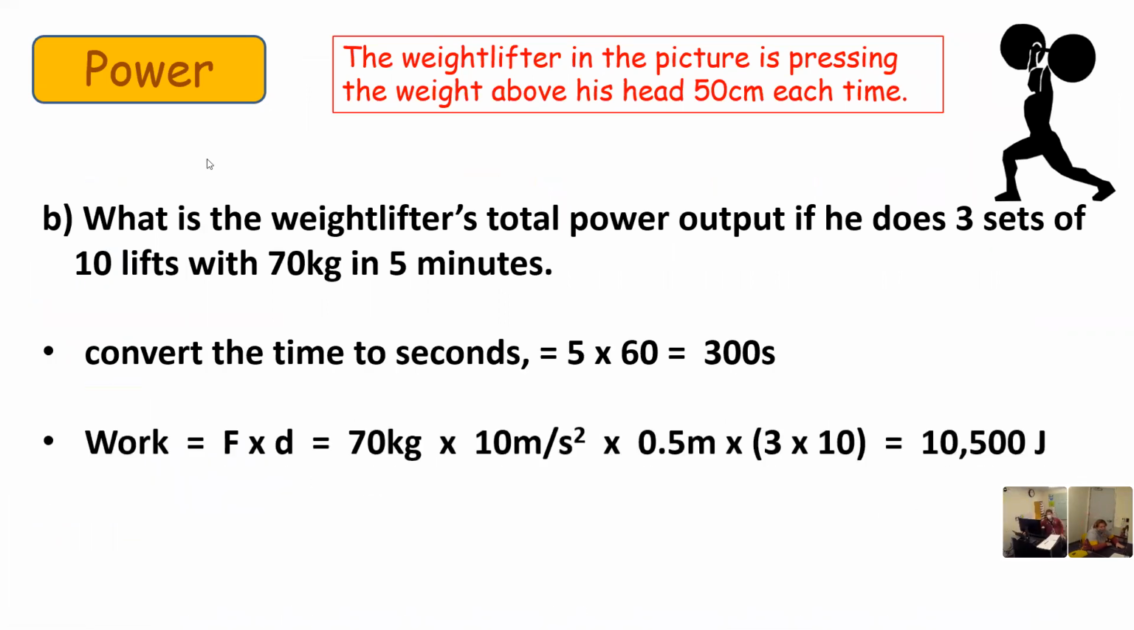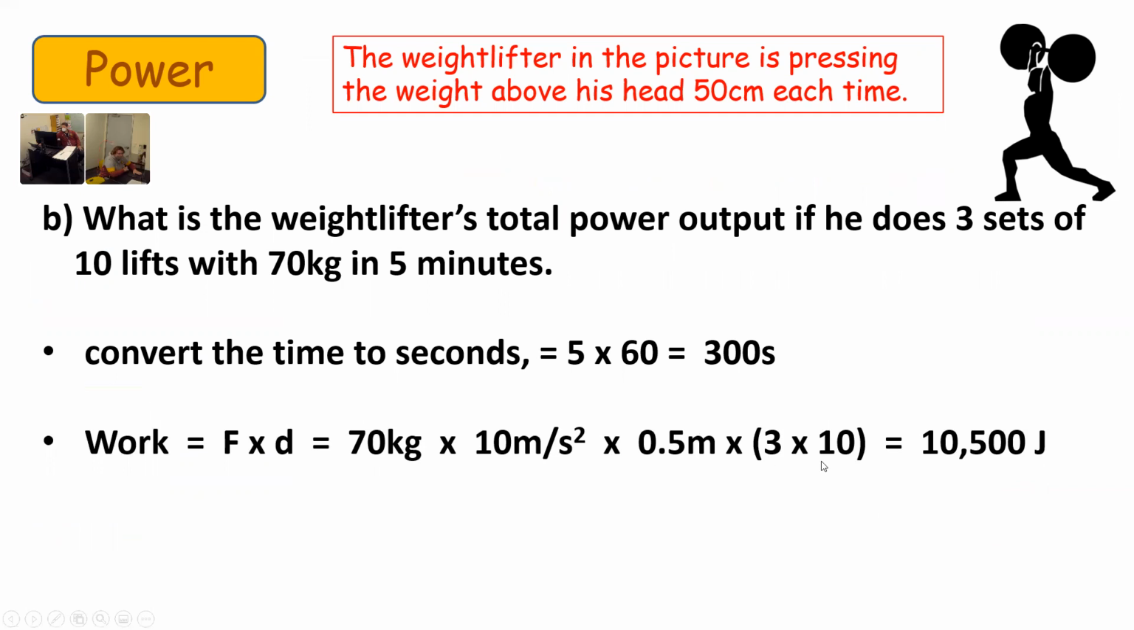And then this 3 times 10 is just because they did 3 sets of 10. So if they had just done it 10 times, you'd multiply by 10. If they had only done it 1 time, you'd just not multiply by anything, or you could think about it as multiplying by 1. But the force is the weight of it. The distance is the half a meter, the 50 centimeters. And then they just happen to do it 30 times.